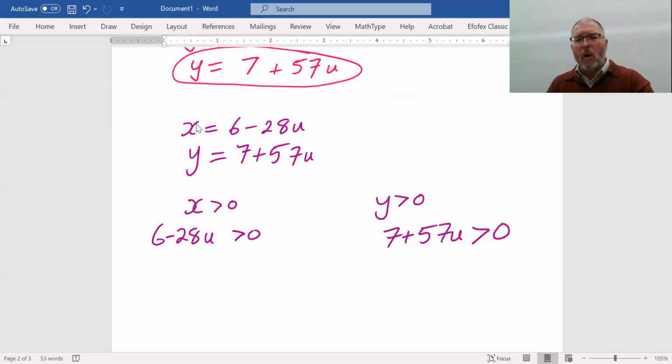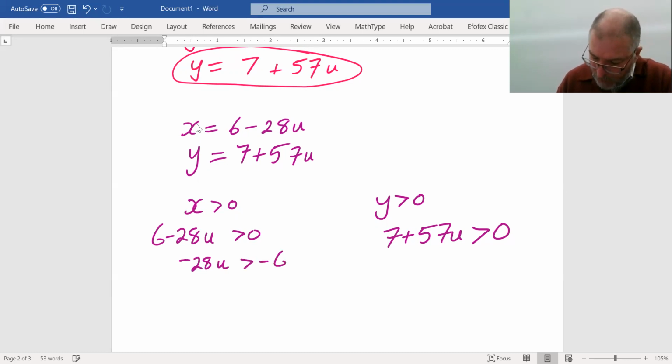So I'm going to solve that inequality now. Remember, when you solve inequalities, it's just like solving equations. However, if you ever times or divide by a negative, you have to reverse the direction of the inequality sign. So let's do that now. Let's minus 6 off both sides of this, and let's divide by negative 28.